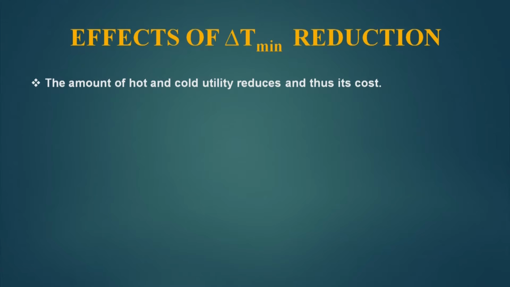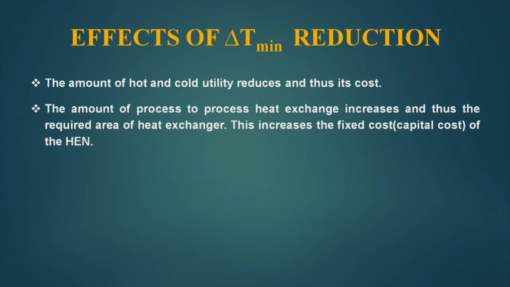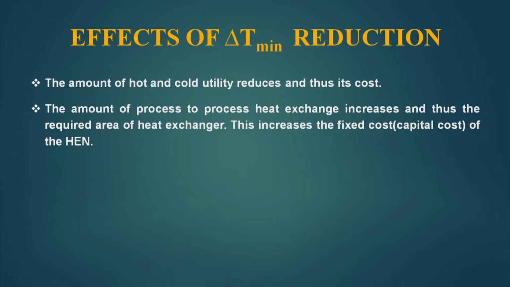We are now studying the effect of delta T minimum reduction. What will happen if I decrease delta T minimum? The first thing we see is that the amount of hot and cold utility reduces, and thus its cost also reduces. That means it will reduce the operating cost of the heat exchanger network. The amount of process to process heat exchange increases.